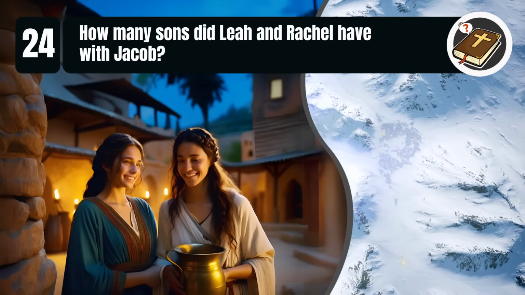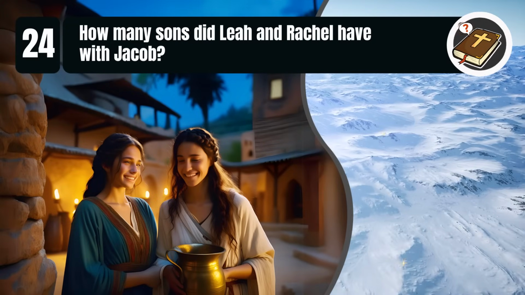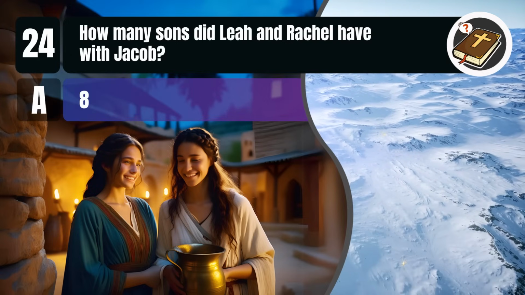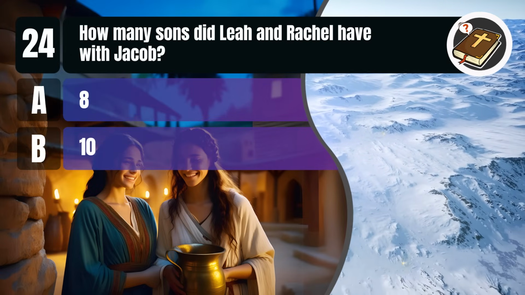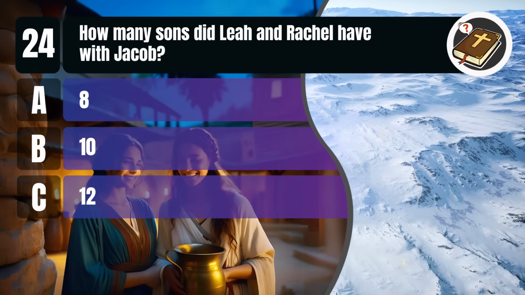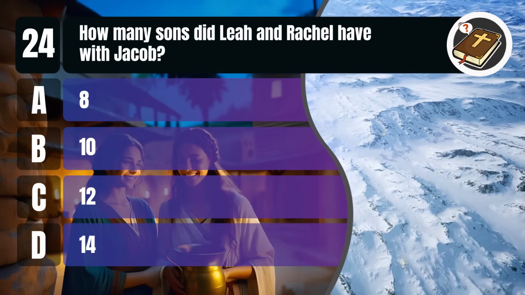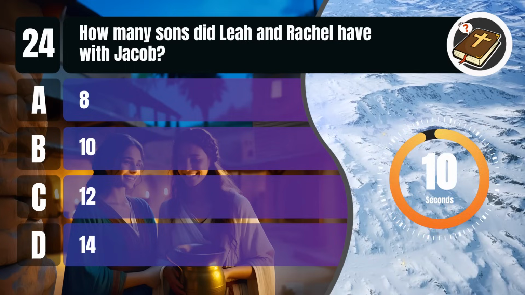Question 24. How many sons did Leah and Rachel have with Jacob? A. 8. B. 10. C. 12. D. 14. You get 10 seconds.